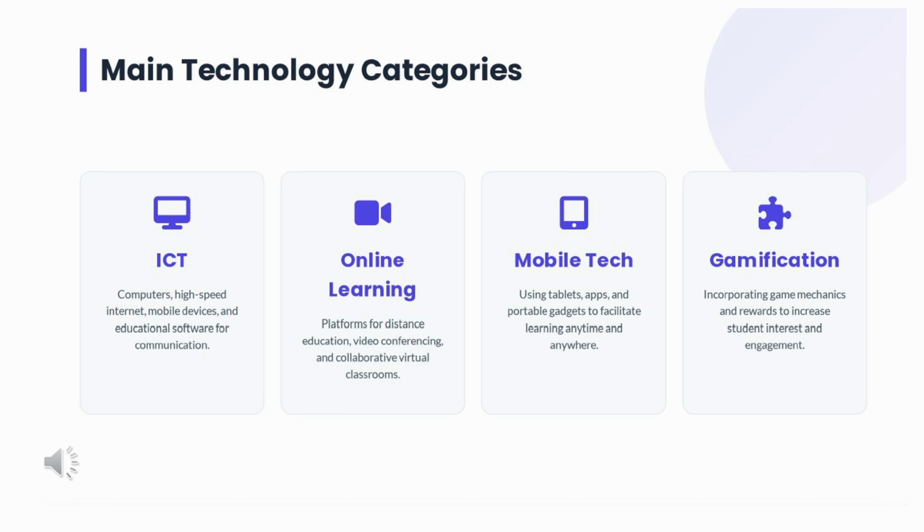This slide identifies the principal categories of technology currently used in education. The first is ICT, which includes computers, internet access, mobile devices, and educational software that support communication and access to information. The second category is online learning, which has expanded the possibilities of distance education through digital platforms, video conferencing, and virtual classrooms. The third is mobile technology, which makes learning more flexible by allowing students to study through portable devices at different times and in different places.